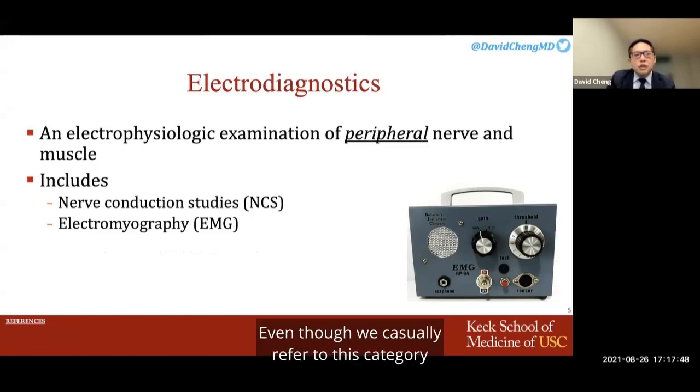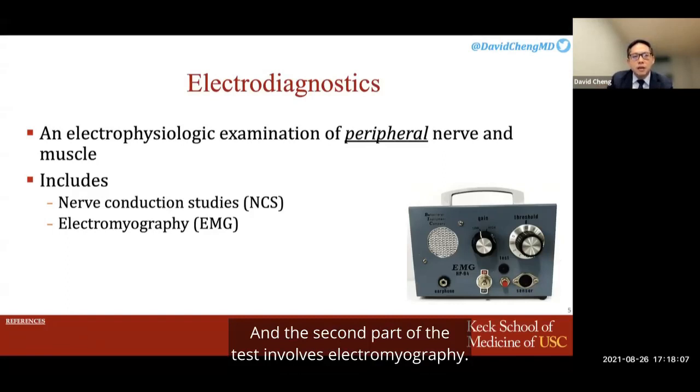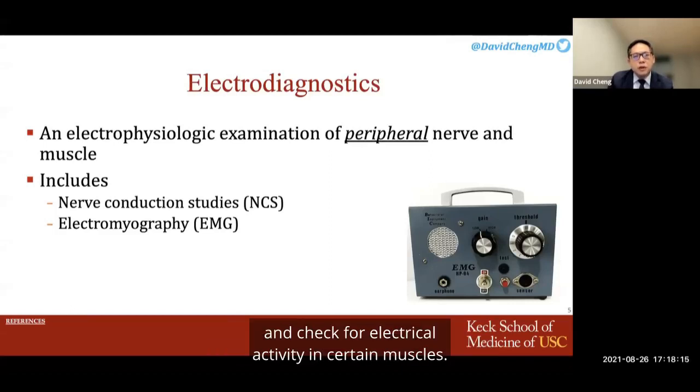Even though we casually refer to this category of test as EMG, in fact, it's just one part of the test. More accurately, it should be referred to as electrodiagnostic testing, and it consists of two parts. One is the nerve conduction study. That's the shocking part. And the second part of the test involves electromyography. This is the section of the test where we use a thin needle electrode and check for electrical activity in certain muscles. We can think about this test as an extension of a clinical exam, and it's a way for us to assess for peripheral nerve injury.